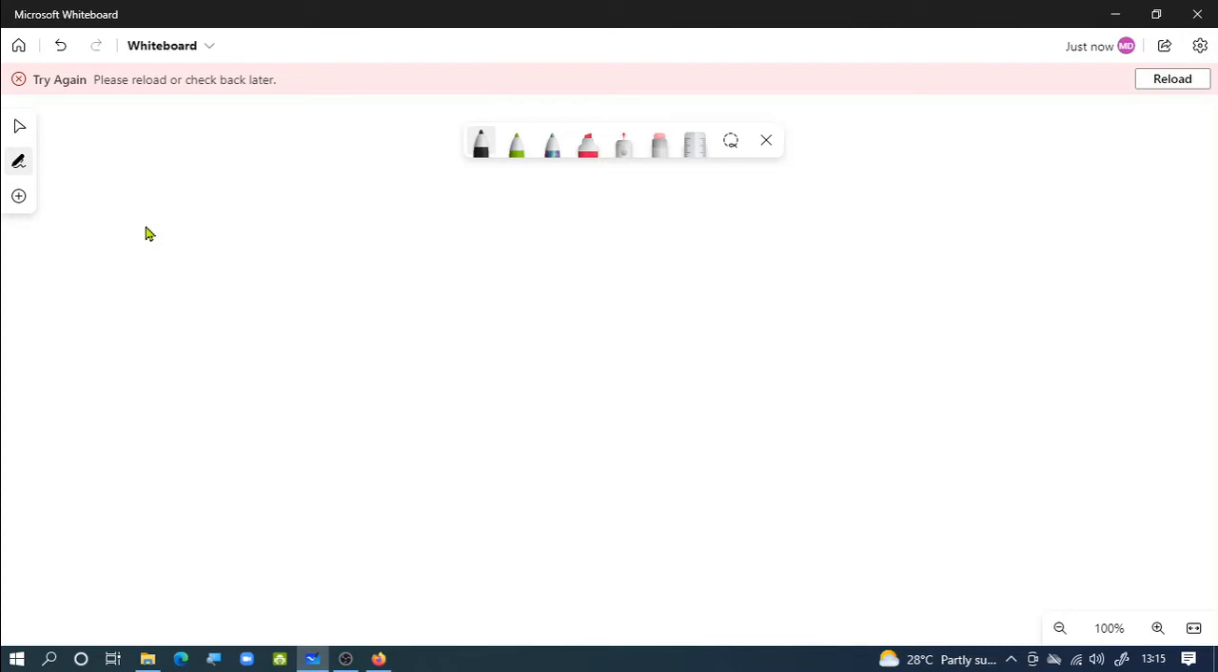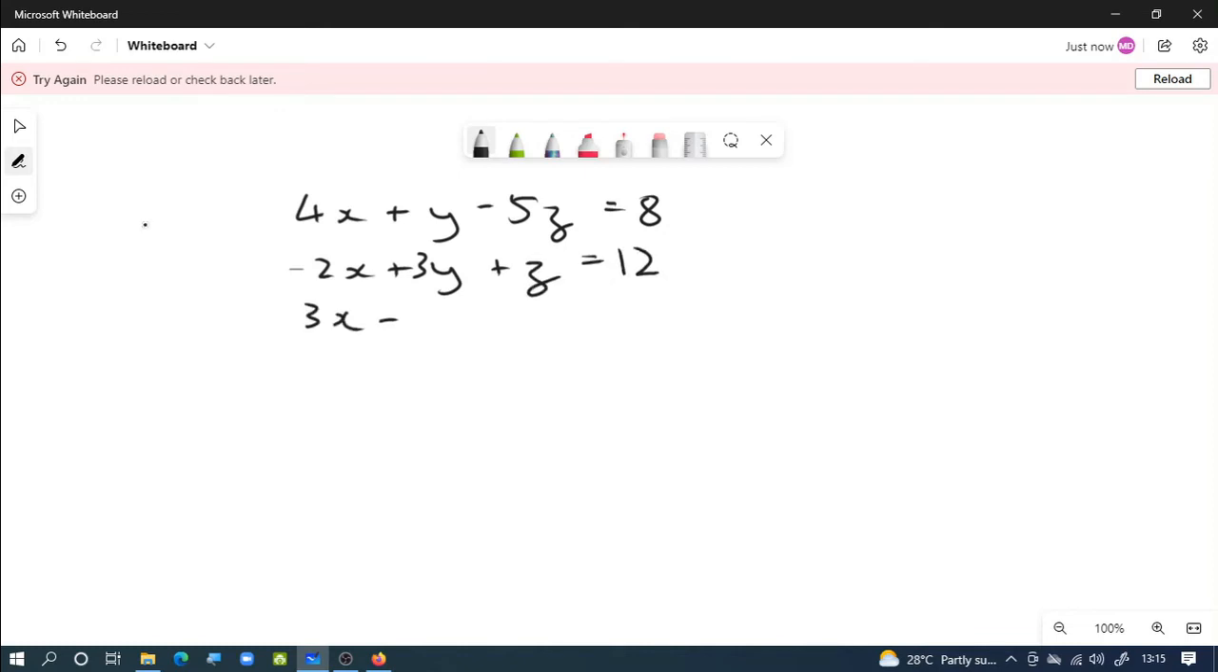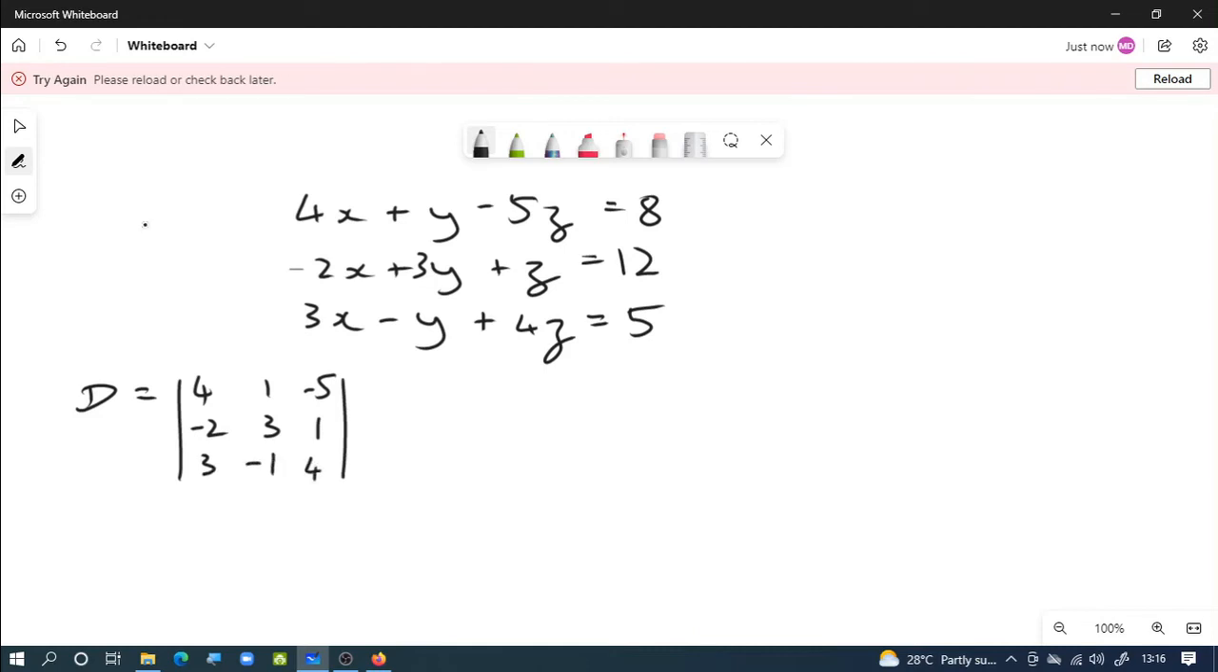So next we consider a particular example. Let's start with the determinant d. We copy the matrix of coefficients.